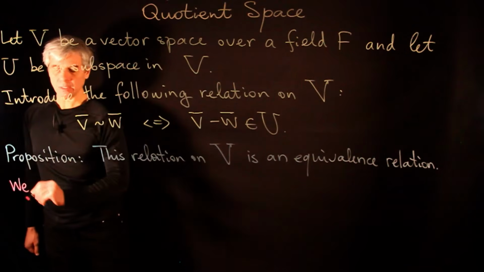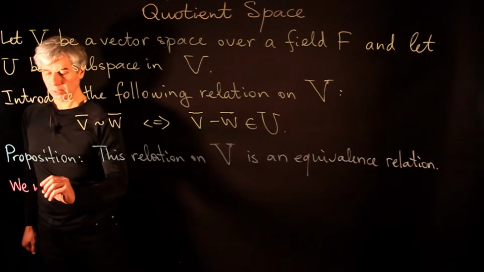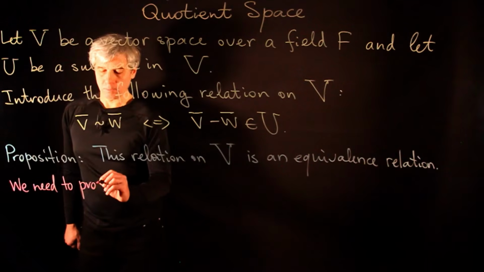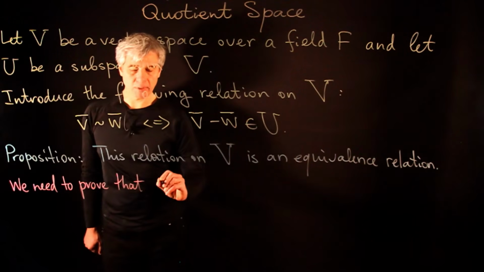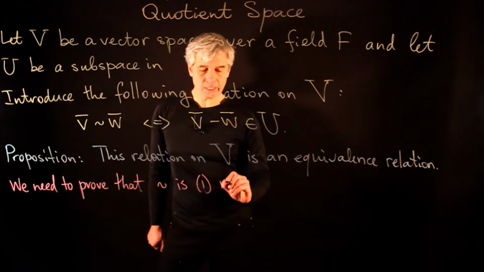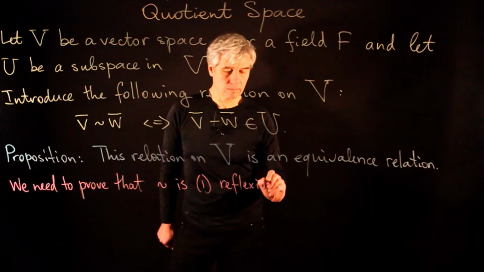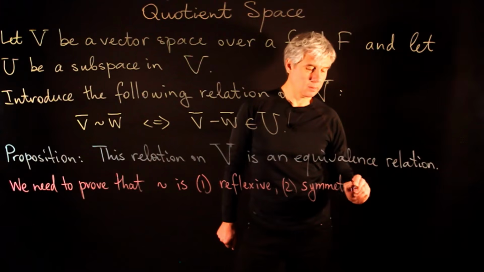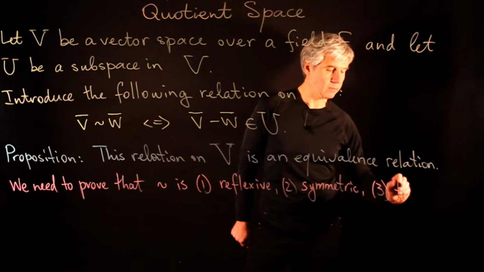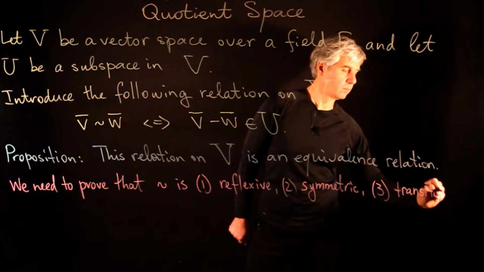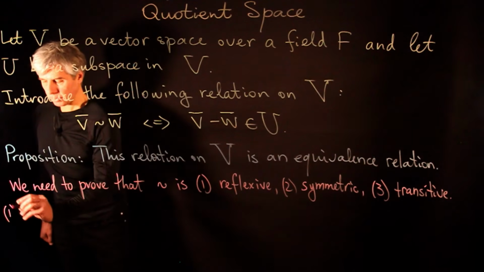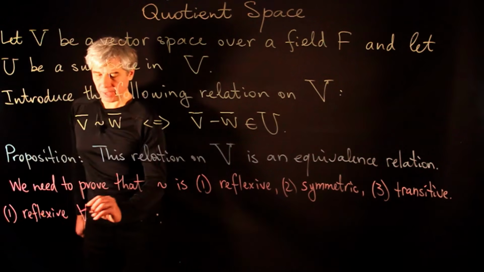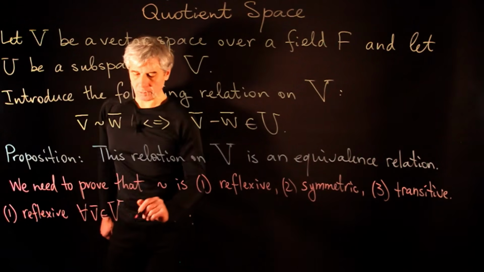So to prove that something is an equivalence relation, we need to establish that it satisfies all the three properties. So that is, this relation is 1, reflexive, 2, symmetric, and 3, transitive. So let us start with the first property. So what does reflexive mean? This means that every vector in V is related to itself.